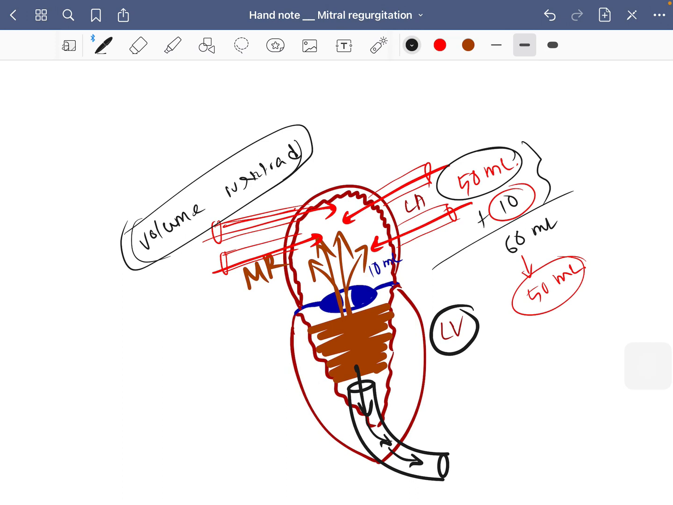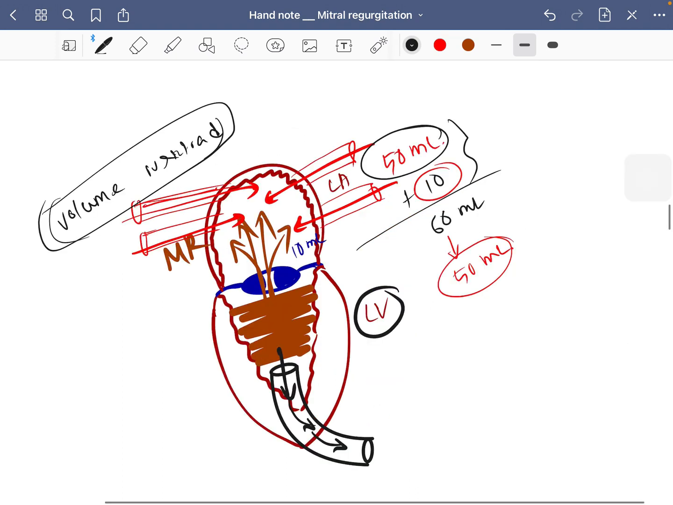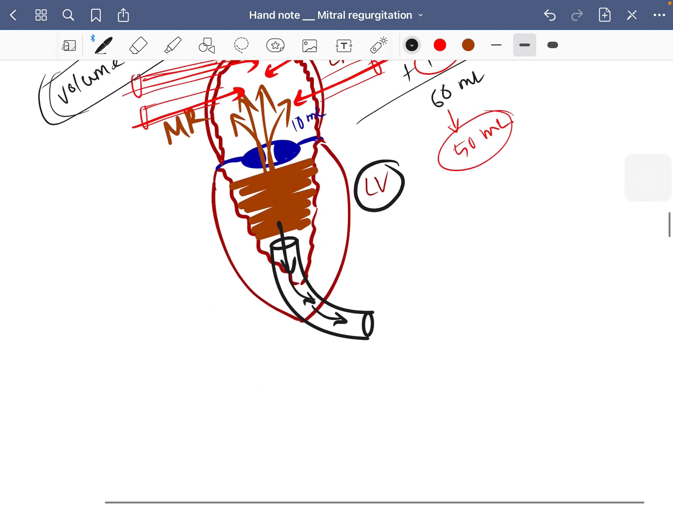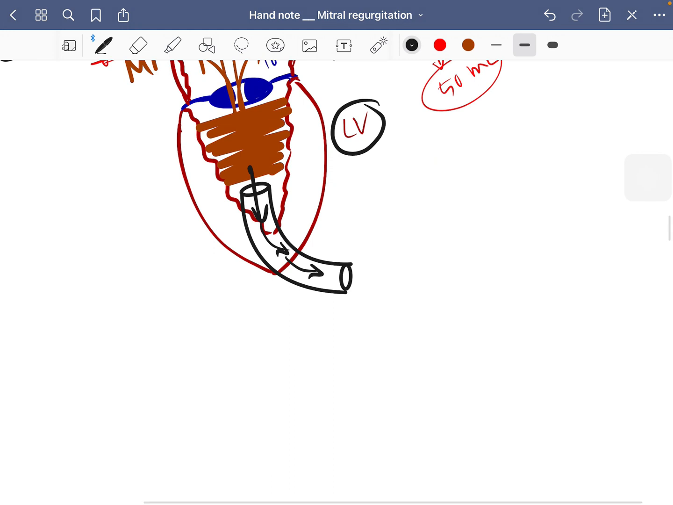Now one line we should always remember: in case of pressure overload there will be concentric hypertrophy, and in case of volume overload there will be eccentric hypertrophy. I have already described this many times in my previous lecture series, what concentric hypertrophy is and what eccentric hypertrophy is. So again I want to recapitulate it briefly.